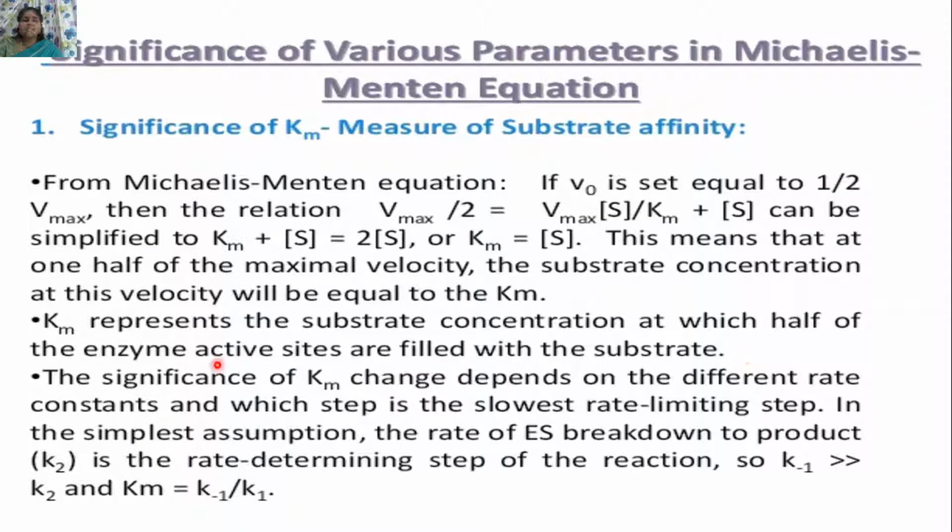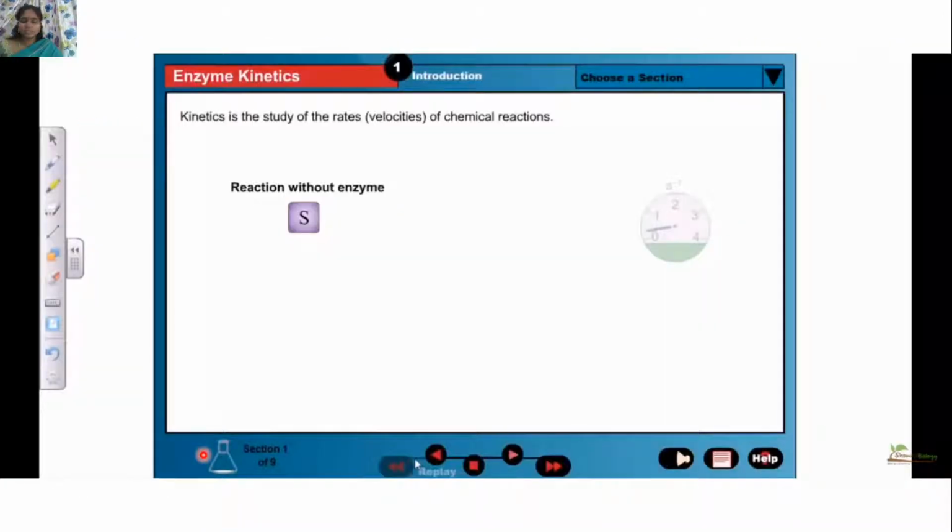Km represents the substrate concentration at which half of the enzyme active sites are filled with the substrate. The significance of Km change depends on the different rate constants, that is, which step is the slowest, the rate limiting step. In the simplest assumption, the rate of ES breakdown to product is the rate determining step of the reaction. So K inverse 1 is equal to K2, and the Michaelis-Menten constant is equal to K inverse 1 divided by K1, the rate constants as I showed in the simple enzymatic reaction. Just watch this video which provides you the information on enzyme kinetics and its derivation.